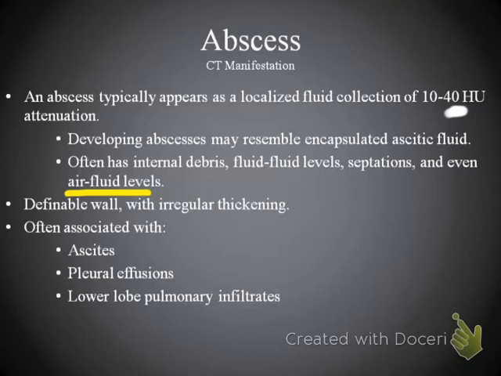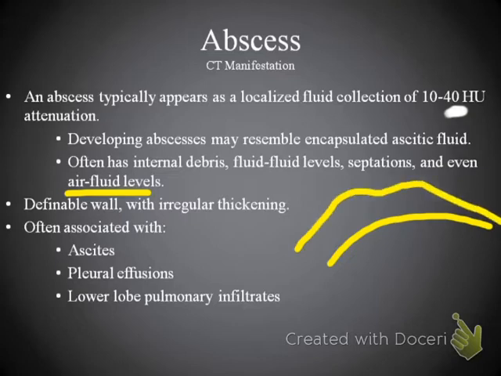Once again, the air can be generated from the bacteria that are actually causing this abscess. They can produce some degree of air, and because of this, we can actually see the abscess better. We also look for a definable wall with irregular thickening. You look for something that has a wall around it, but the wall is not always the same. We may have a wall here, and notice how it's not the same: it's thicker here and very thin here.